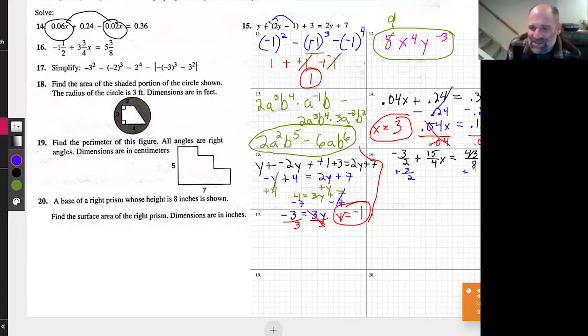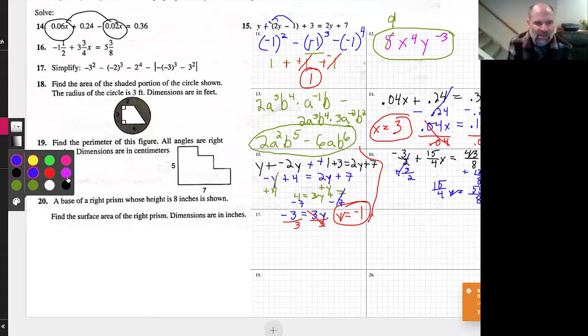3/2 is the same thing as 12/8 because we need a common denominator, right? So then we're left with 15/4 x equals 55/8, right? Last step to solving equations, divide by variable's coefficient. Well, this coefficient is 15/4. So dividing by 15/4 is the same thing as multiplying by 4/15.